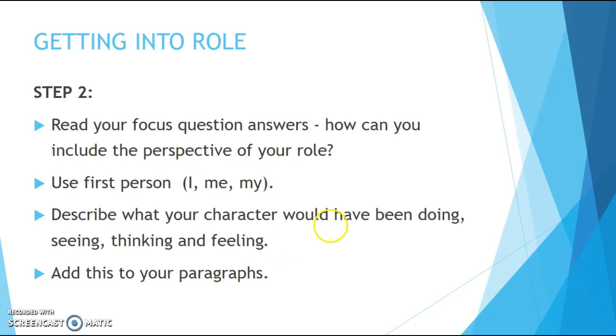Describe what your character might have been doing, seeing, thinking, or feeling. So put yourself in their place. Now, add this information to your paragraphs.